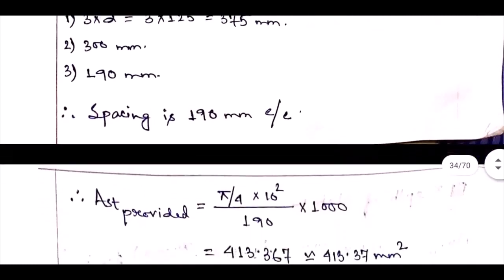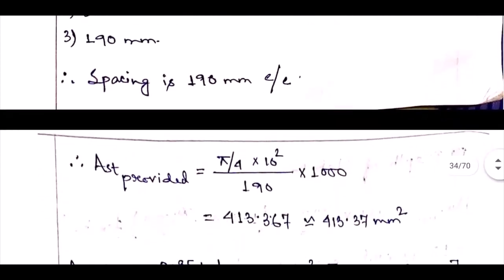Now the Ast provided is pi by 4 into 10 square by 190 into 1000, that is equal to 413.367 or 413.37 mm square. This is the provided Ast. As we have reduced the value of spacing, the provided steel area is increased.